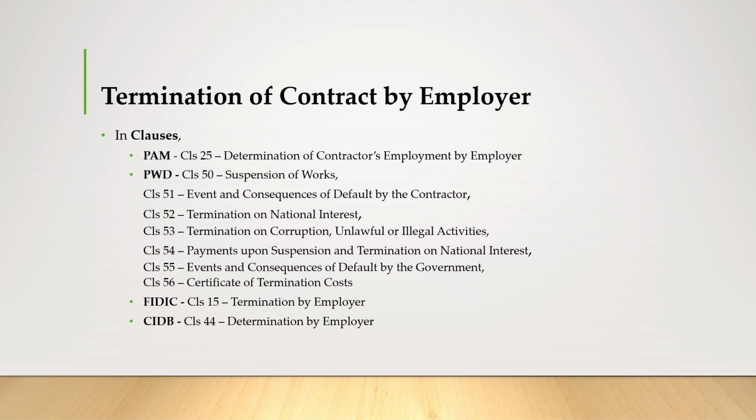Clause 53, termination on corruption, unlawful or illegal activities. And clause 54, payments upon suspension and termination on national interest. And clause 55, the events and consequences of default by the government. And also clause 56, the certificate of termination costs. So in FIDIC, this is stated under clause 15, termination by employer, and in CIDB it is mentioned in clause 44, determination by the employer.